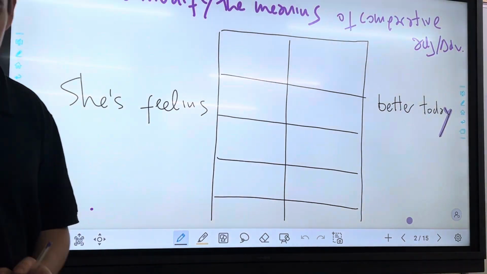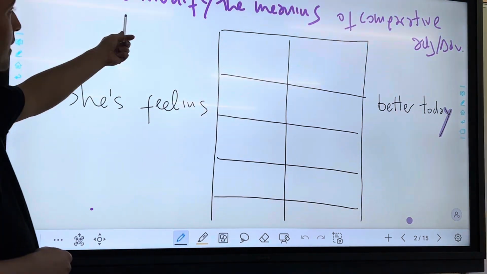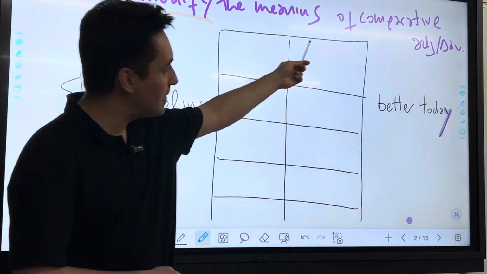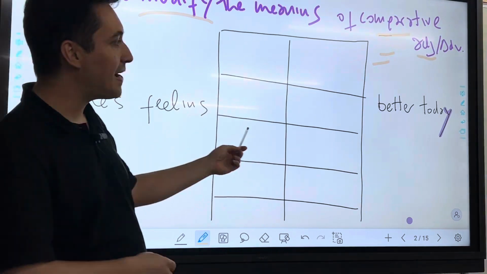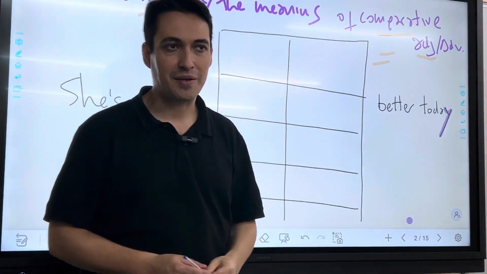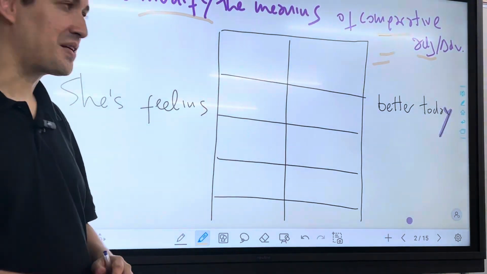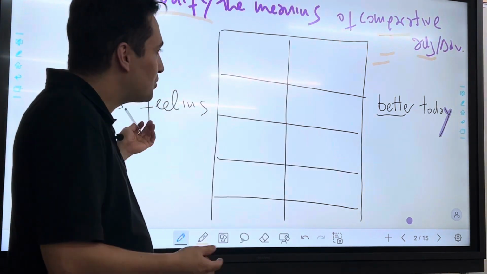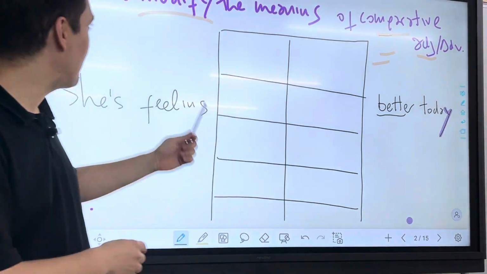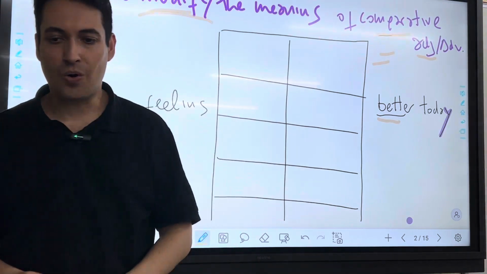when do we use these advanced structures for comparing and contrasting? Sometimes we can modify the meaning of a comparative adjective or adverb. For example, Sophia is feeling better today. Better than yesterday, yeah? This is a normal comparative. However, we can modify the meaning of this better over here.